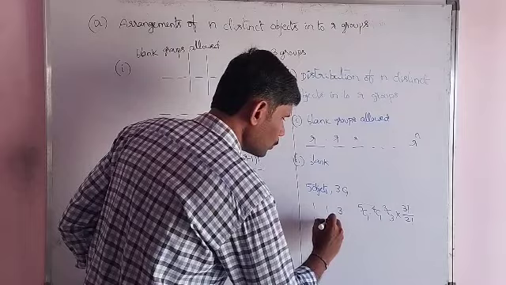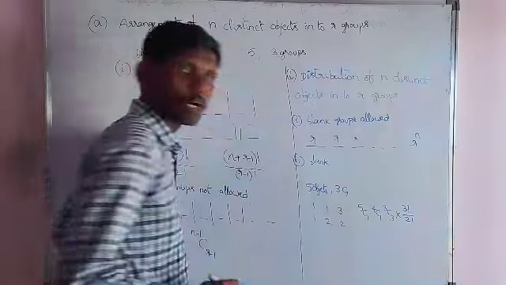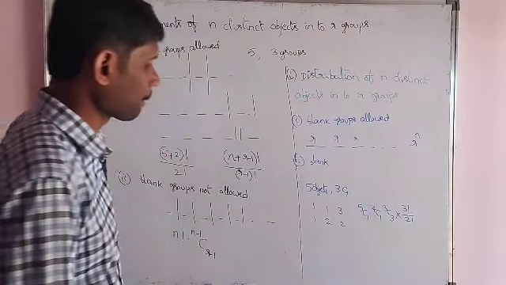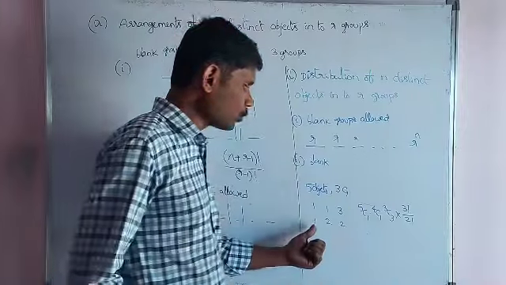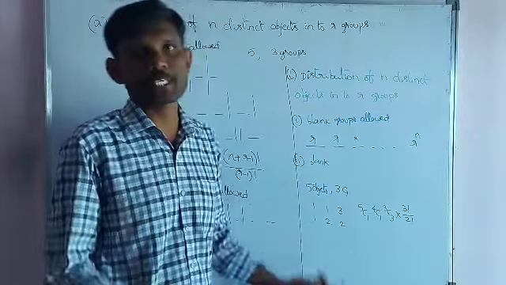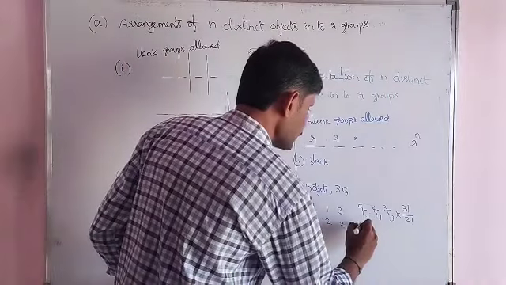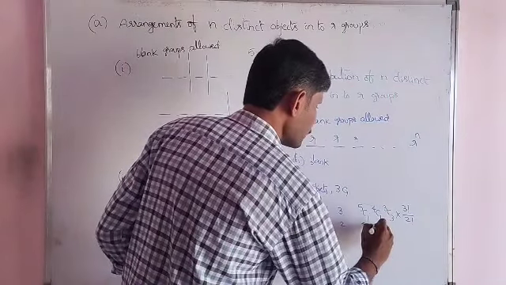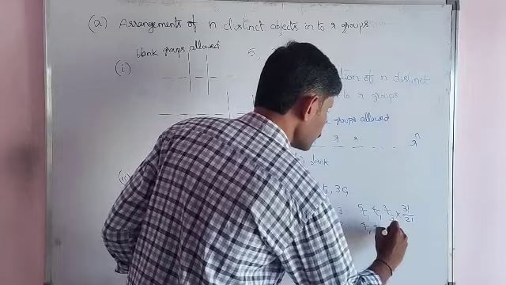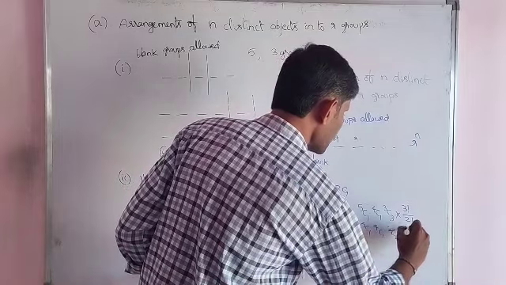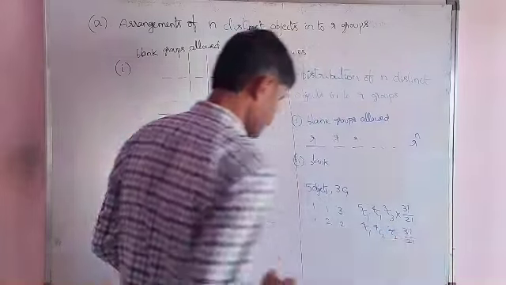So next, 1, 2, 2, total 5 objects. Next, minimum 2 means 2, 2, 2, which will be 6. So these are the 2 possibilities. Now here 5C1 into 4C2 into 2C2. Again the same thing, into 3 factorial by 2 factorial.